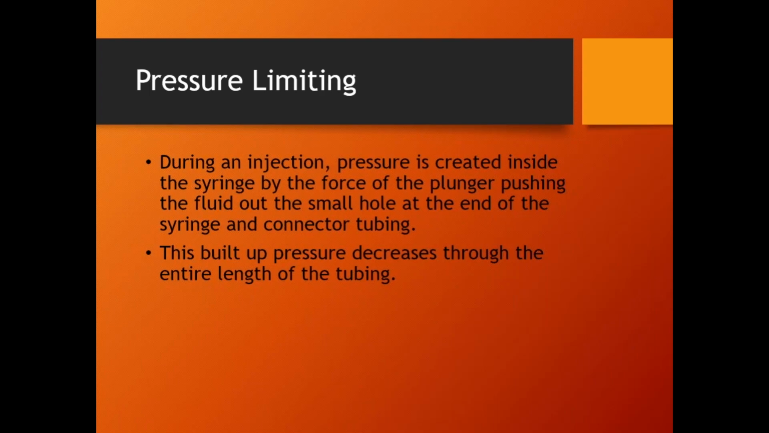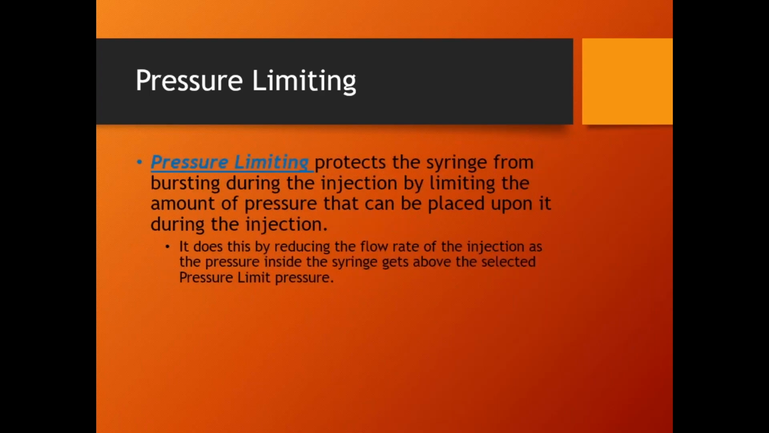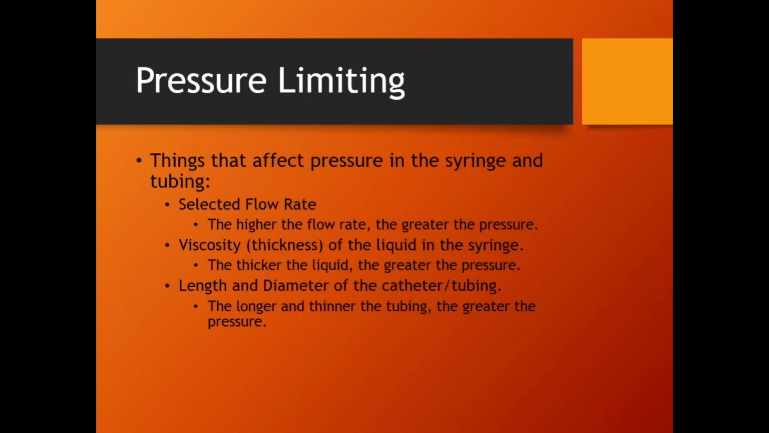Now, to be honest, I've explained a lot through a bunch of these slides that I've already talked about before they got up. Pressure limiting protects the syringe from bursting during the injection by limiting the amount of pressure that can be placed on it during the injection. It does it by reducing the flow rate in case we hit the pressure limit. Things that affect the pressure limit, this is what I mentioned earlier.